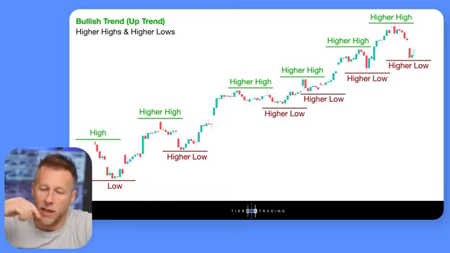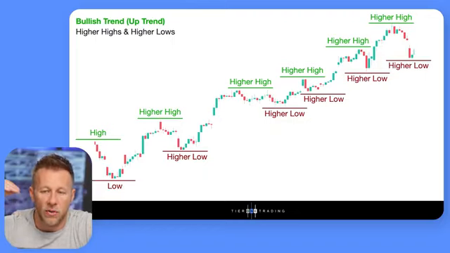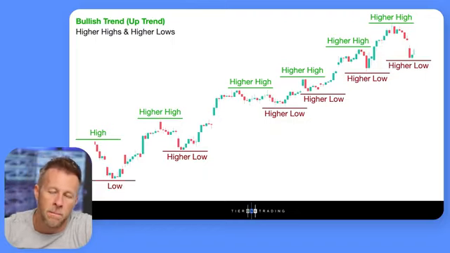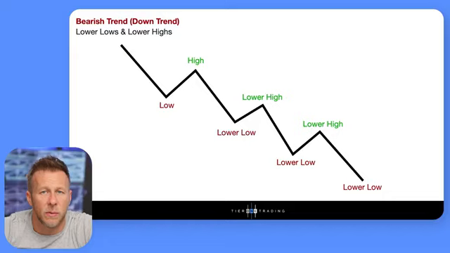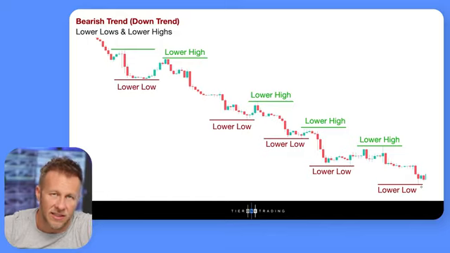You should be able to identify when we've got higher highs and higher lows, that means we're in a bullish trend. And a bearish trend, it's the opposite. We're putting in lower lows and lower highs, and we're going from top left to bottom right. And in a real live market, it looks like this. Okay, this is a screenshot from a real chart.